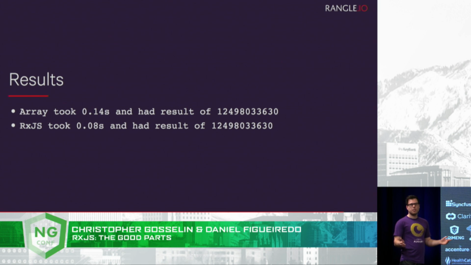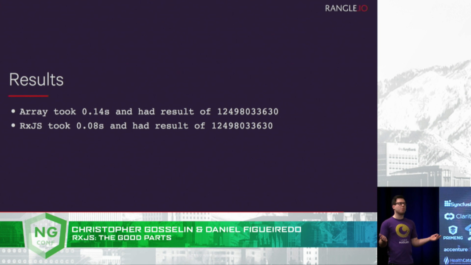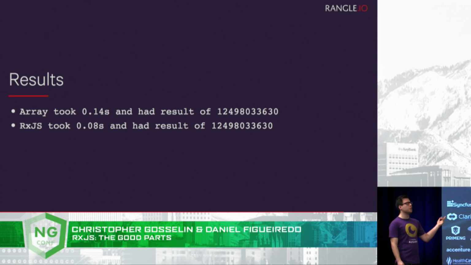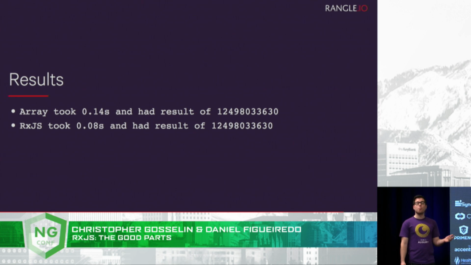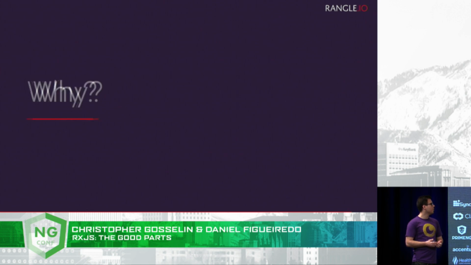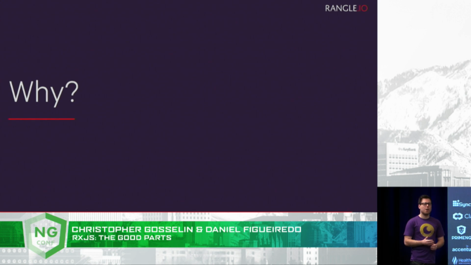And then the results. I would think that the array operator would be quicker. I thought RxJS would have a little bit more overhead, but it's not. The arrays actually took 0.14 seconds, whereas RxJS took 0.8 seconds. It's almost like half as less. So, scratching my head, I was wondering why. Why is this so? It's actually because of iterating over the whole array.